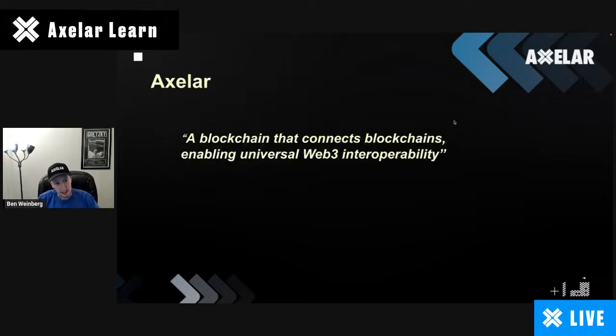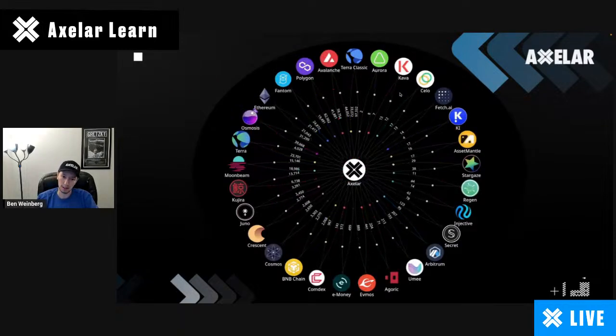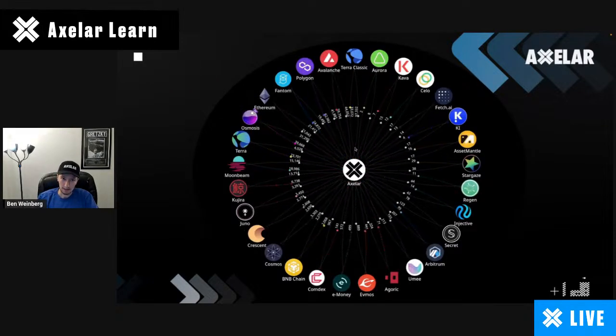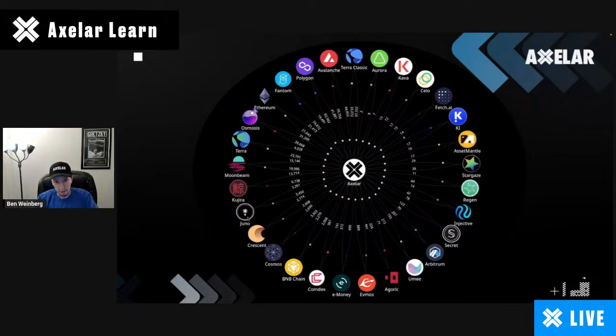So Axelar at its simplest form is a blockchain that connects blockchains, enabling universal Web3 interoperability. Now, there's a lot to unpack there in that sentence. So I think the easiest way to really understand Axelar from a 50,000-foot view is to look at this diagram that we have here. So you can see Axelar is a service that is allowing us to connect different blockchains.